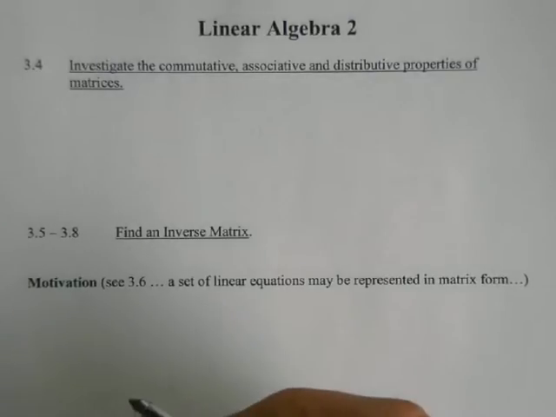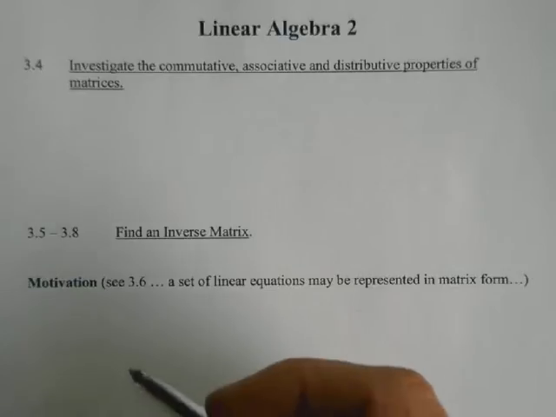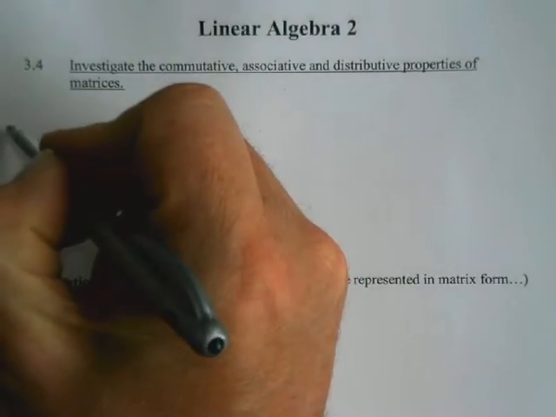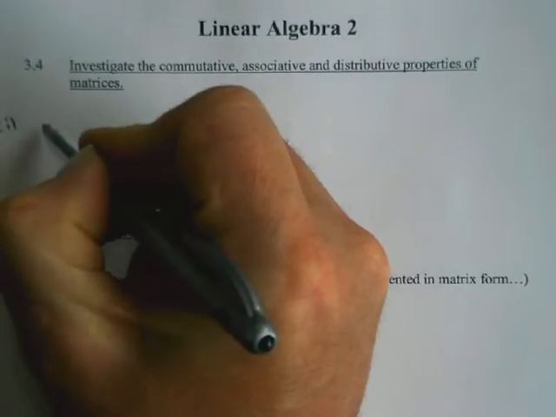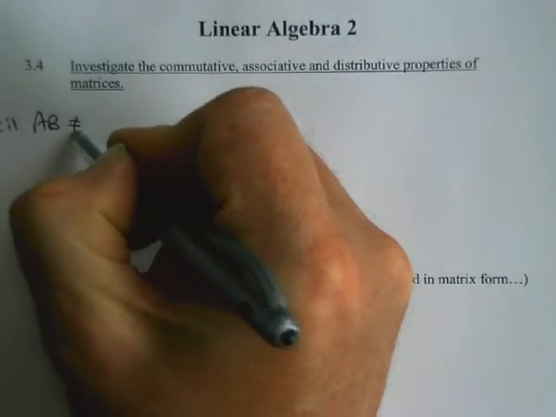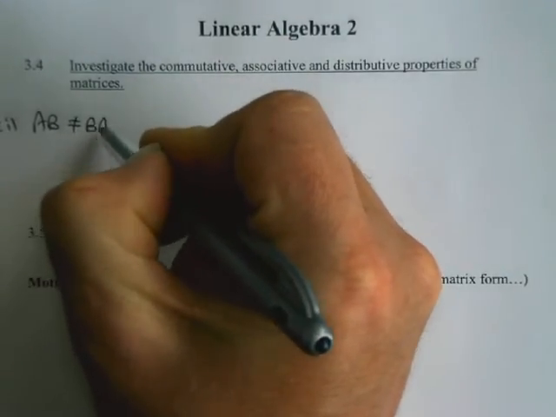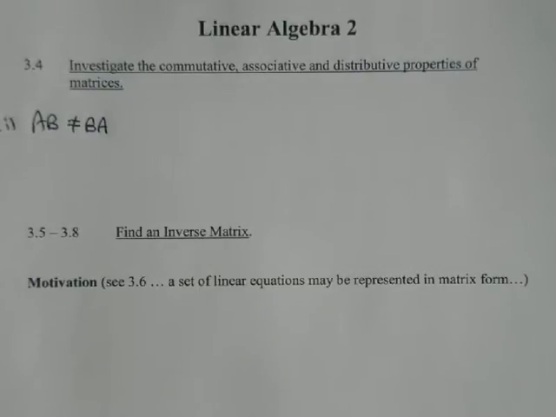So the first thing is the commutative property, and I mentioned this last time, but it's important to know that matrix multiplication is not commutative. So AB is not the same as BA. If you need to convince yourself of that, just make up a couple of matrices and try and multiply them both ways, and you'll see they don't come out the same.